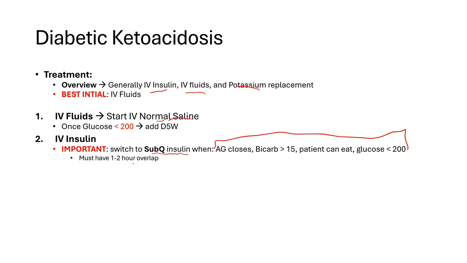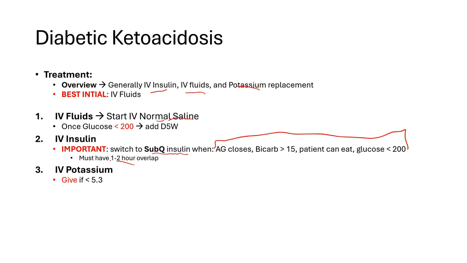We typically do this with a 1 to 2 hour overlap because subcutaneous insulin takes a little bit to kick in. So we don't want to just remove them from intravenous insulin and put them on sub-Q. Then they might build up a loss of insulin again and go back into DKA. So we typically overlap them for 1 to 2 hours.